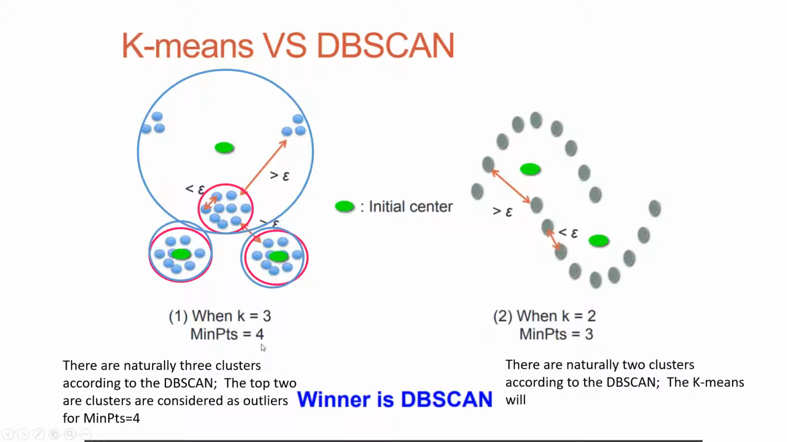K is equal to 3 and minimum points 4, with some small epsilon. This is the outlier and this is the outlying group. And these are the three that will be identified as three clusters. Minimum points 4 is satisfied, so it will be a separate cluster.